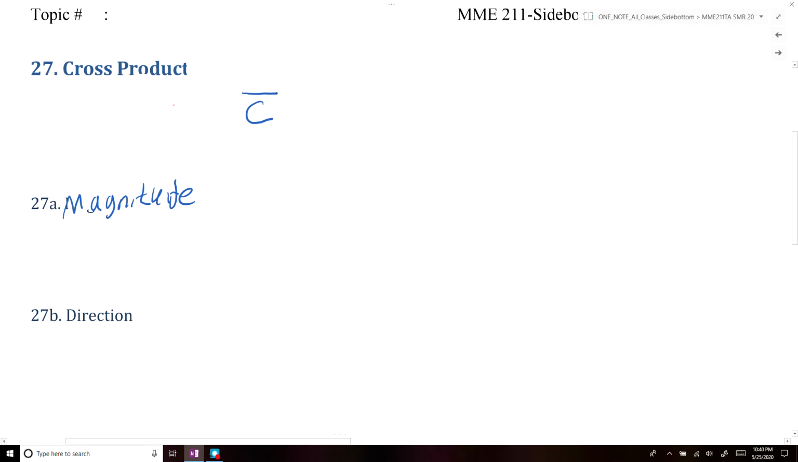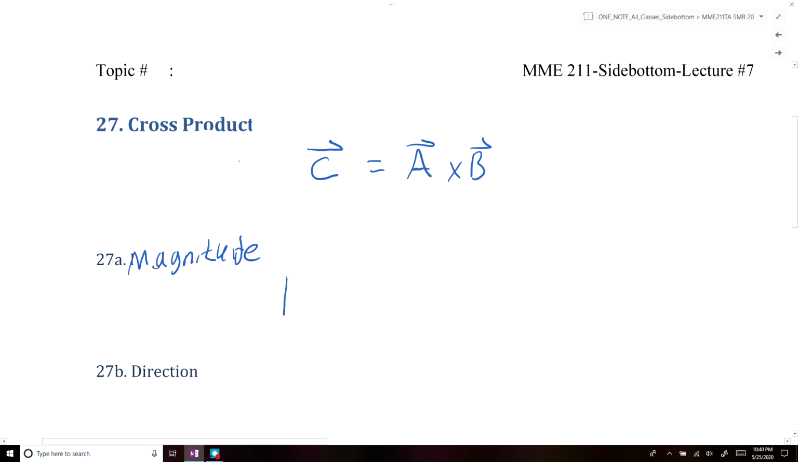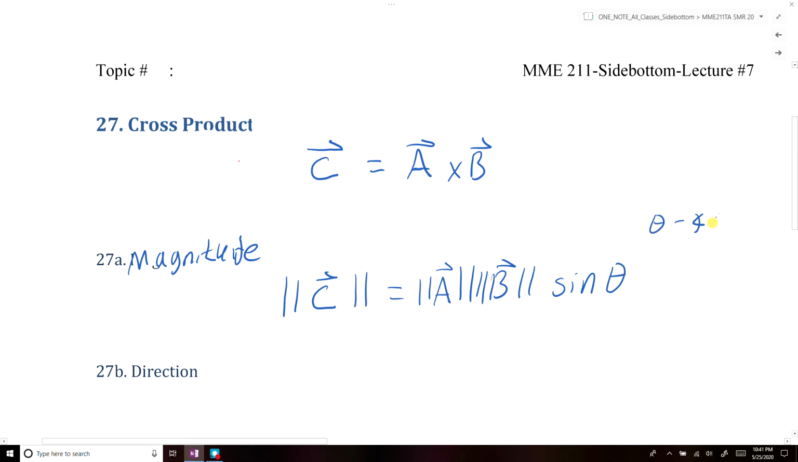So what we're going to be talking about here is the cross product between two vectors A and B would be equal to a third vector, vector C. For the cross product, we define the magnitude of the cross product as being equal to the magnitude of vector A times the magnitude of vector B times the sine of theta, where theta is the angle between A and B.